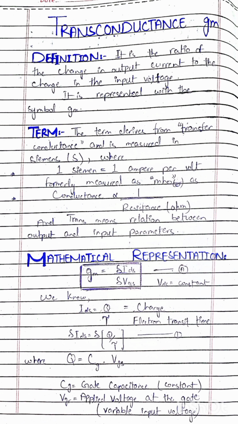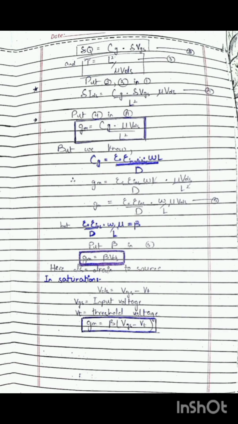Factors affecting transconductance include temperature, doping concentration, and device geometry. Transconductance, GM, is the change in drain current, ID, per unit change in gate source voltage, VGS, with the drain source voltage, VDS, constant. It is the slope of the transfer characteristic curve, indicating the device's amplification capability. The unit of GM is Siemens, S.